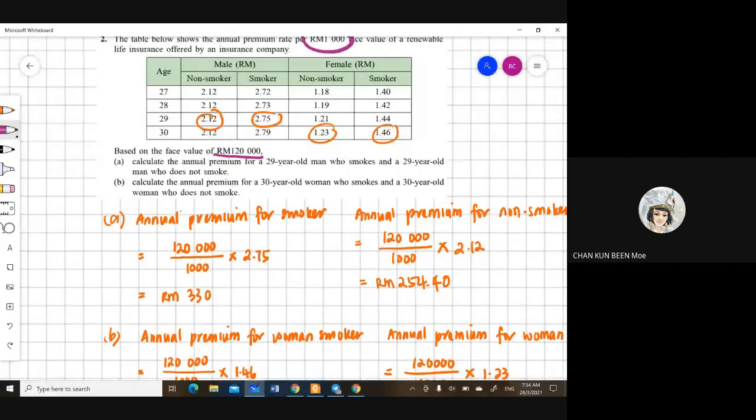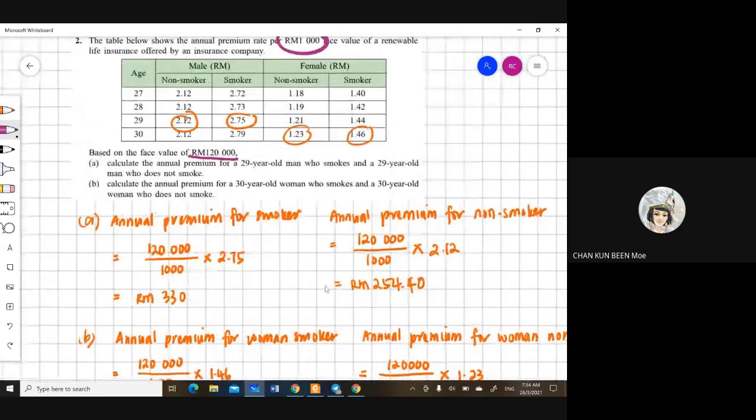The annual premium for a smoker is the face value, which is 120,000. You write it over the premium rate, the 1,000. So over 1,000, you multiply by 2.75 because the rate for smoker is 2.75. And you calculate, then you will get RM 330. Check your answer. After that, for the non-smoker, the same thing over here, you just multiply by 2.12 and you will have the value of 254.40. So make sure you check your answer on both of the questions over here.